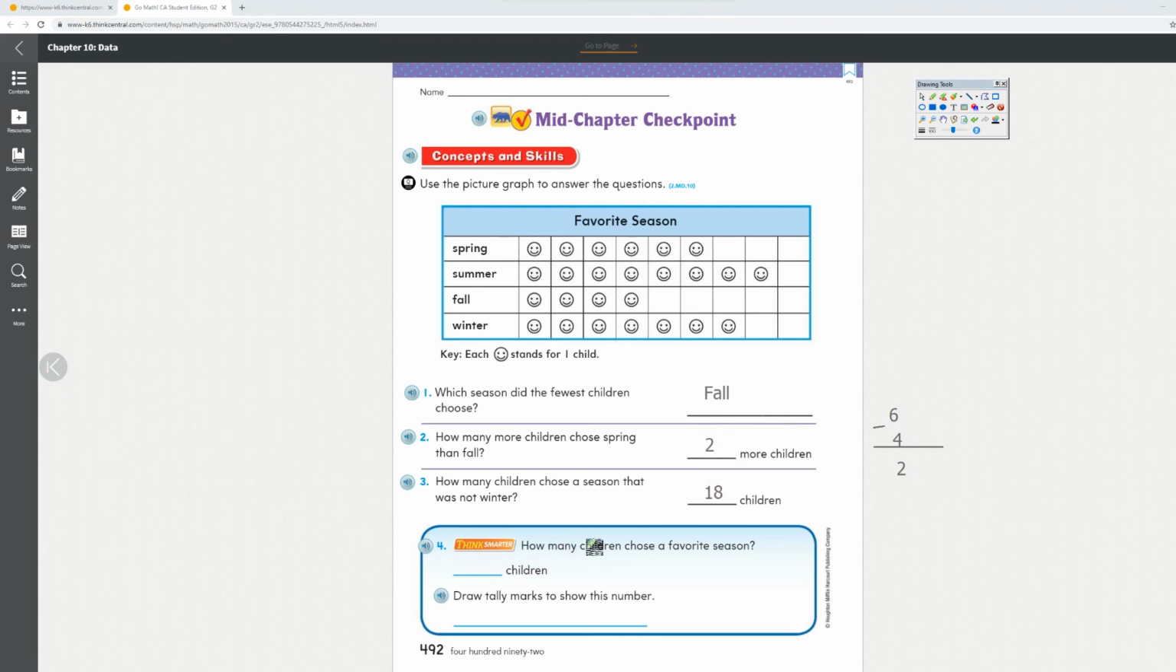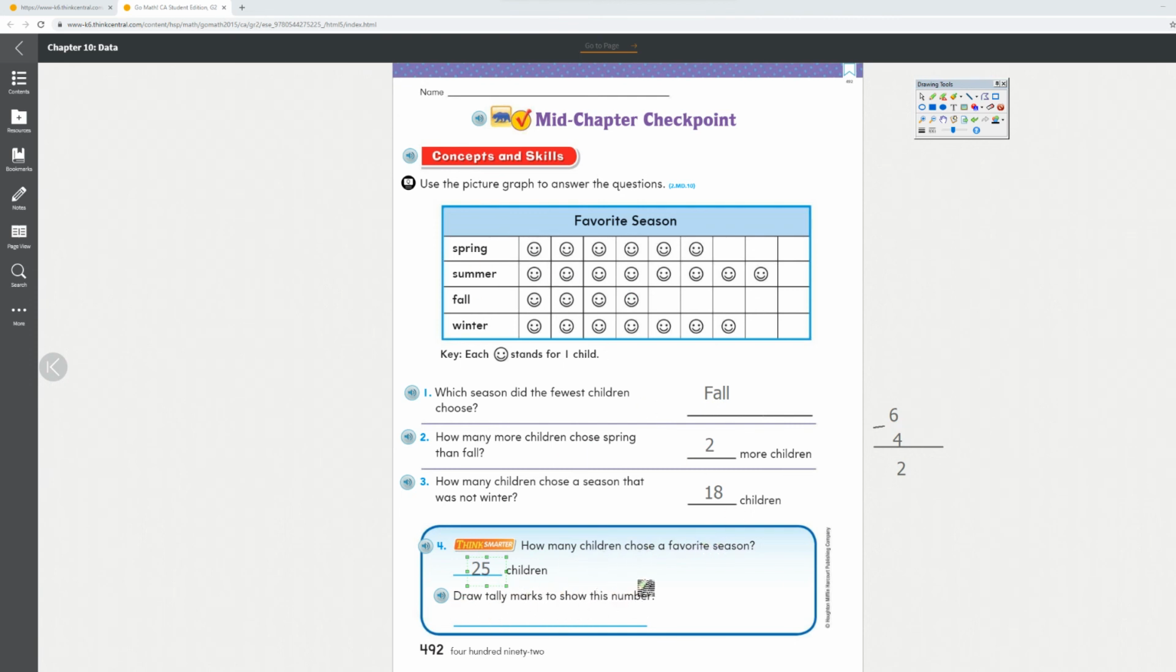Number 4, how many children chose a favorite season? So they tried to trick you with this question, but if you read it carefully, you'll get it. How many children chose a favorite season? So would you say that all of the children in the survey picked a favorite season? I would say so, because there's no category in the survey for no season. So that means that we are going to have to add all of the students together. So if we add all of the children together, how many do we have altogether? We are left with 25 total children that took the survey. So that means 25 children have picked a favorite season.